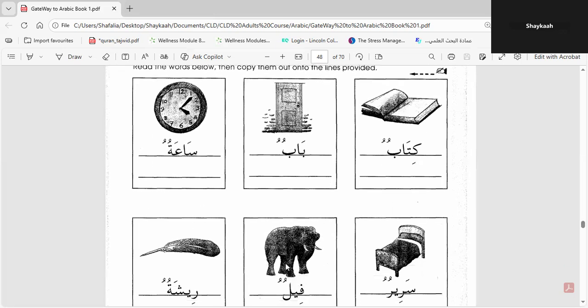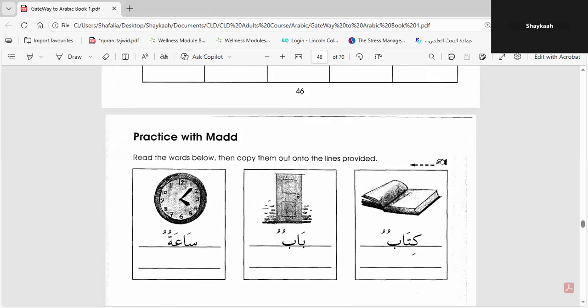You now have various words with different vowel signs, and you should practice reading these. If we go through the first one, it's a kaf with the kasra. So kaf with the kasra makes the ki sound. It's not long, it's just short, because there is no mad there. There's no letter ya.